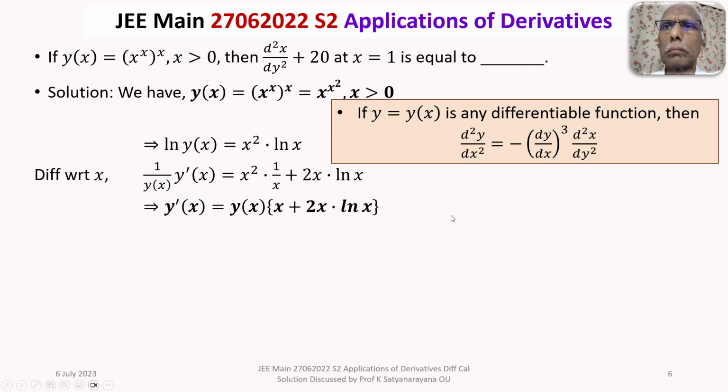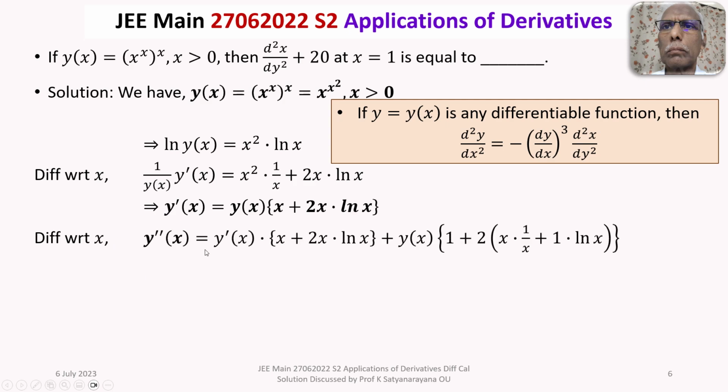And differentiate once again. We want d square y by dx square. So differentiate with respect to x on both sides. y double prime x is equal to the derivative of the first multiplied by the second function plus the first function into the derivative of the second. We have done it here. Now in this, x cancels and we get 1. So you will get this is equal to y prime x into x plus 2x into ln x plus y of x into 1 plus 2 times 1 plus ln of x.